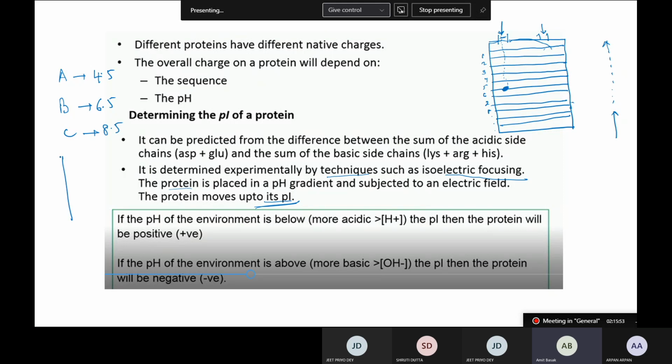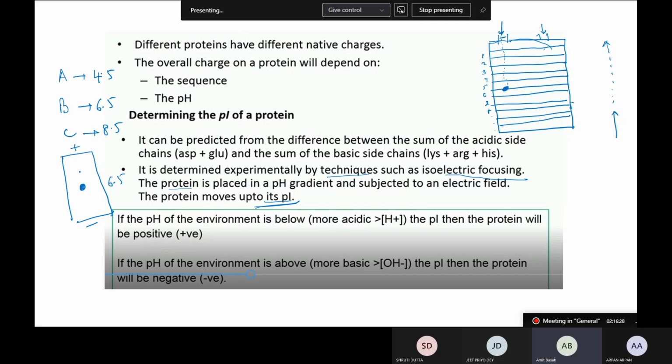So how do you separate these? You already have size exclusion, all these things are there. But there is another nice way of exploiting the isoelectric point. In the middle you spot the mixture of proteins. Suppose there is a plus electrode here, a minus electrode here, and you maintain the pH of this whole matrix at 6.5. Then what will happen? Both C and A will move, but B will remain stationary.